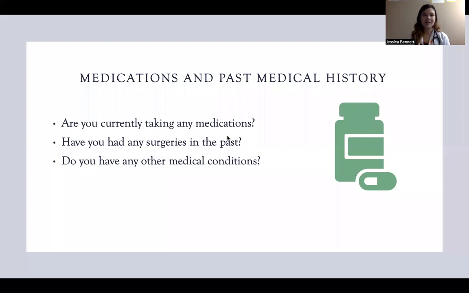The next section of a medical history is medications and past medical history. Some questions you will want to ask in this section are, are you currently taking any medications? Have you had any surgeries in the past? And do you have any other medical conditions? The reason why we ask these questions is because we are concerned about patient safety. So before a doctor prescribes any treatment to a patient, they want to make sure that whatever medications a patient is currently on are not going to interact with these new medications and cause bad side effects.